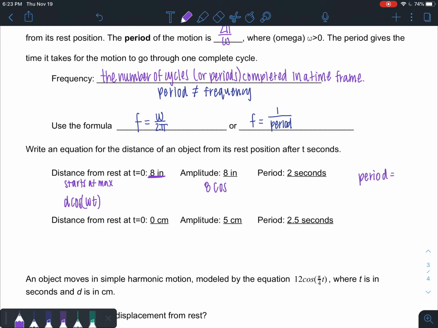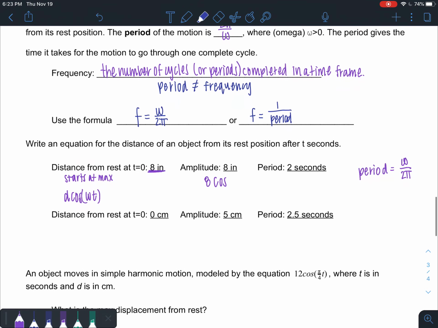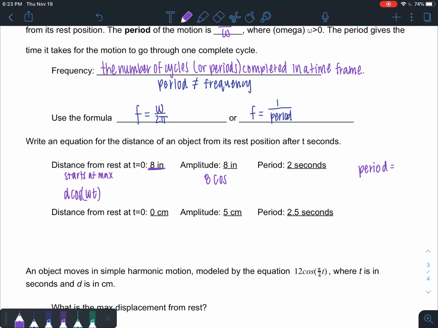Cosine is always cosine, and then omega is going to be... the period is equal to omega over 2 pi, right? No, 2 pi over omega. Got them flipped. And we have that the period is 2 seconds and 2 pi over omega. So then we have 2 omega equals 2 pi. Divide both sides by 2, and we get omega equals pi. So then 8 cosine of pi t is my answer.